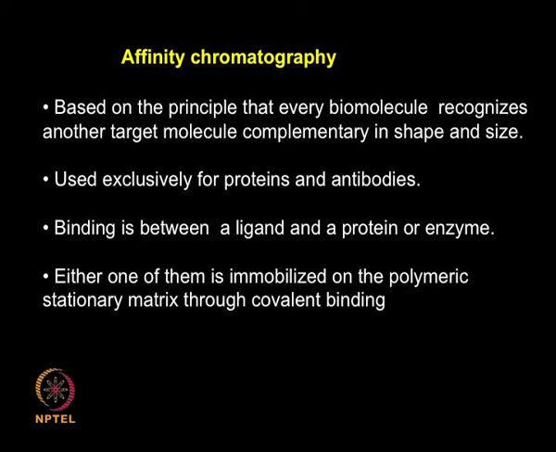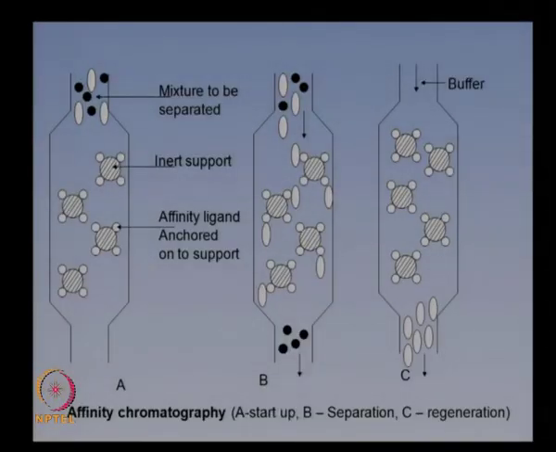So we can either immobilize the protein and a mixture of ligands could be passed, or we could immobilize the ligands and a mixture of protein could be passed. Okay, so the immobilization happens on a polymeric stationary matrix through covalent bonding. That is what we do actually. Okay, so how does it work?